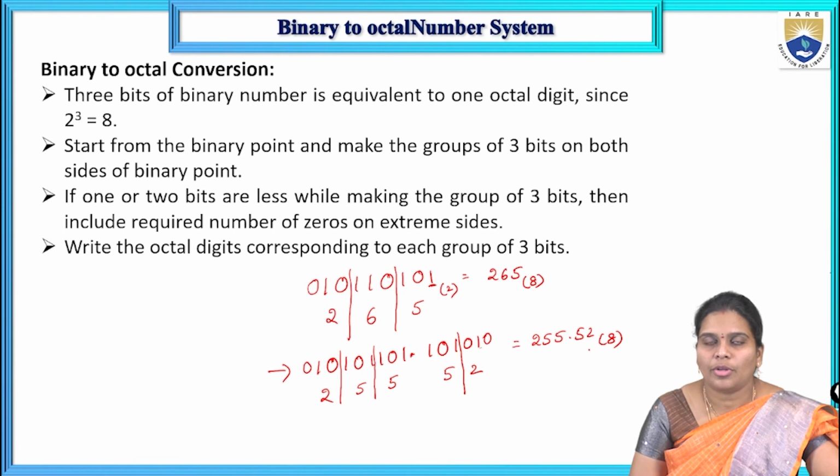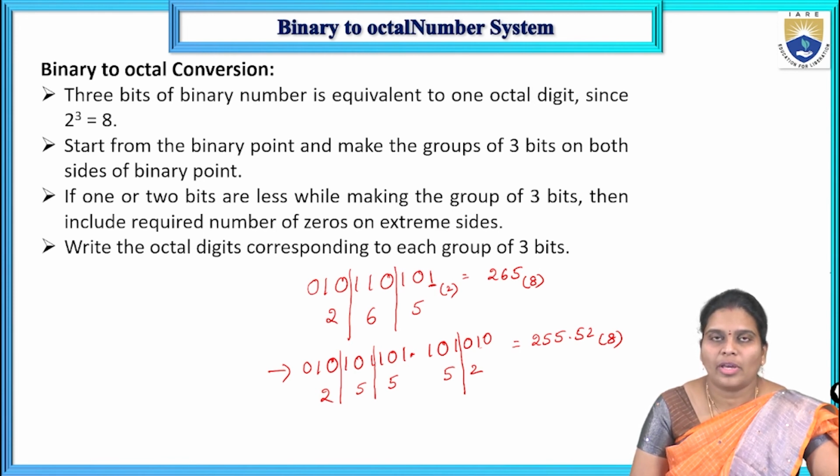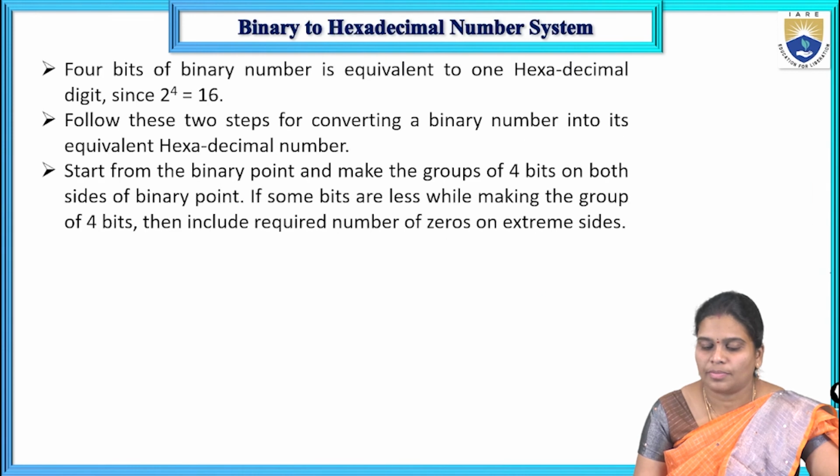So in the binary to octal number system, based on the number of bits, we are separating the values and writing the resultant value. If the number of bits in a group is not equal to 3, meaning either 1 or 2 bits are there, we are adding zeros. Okay, this is the binary to octal conversion.